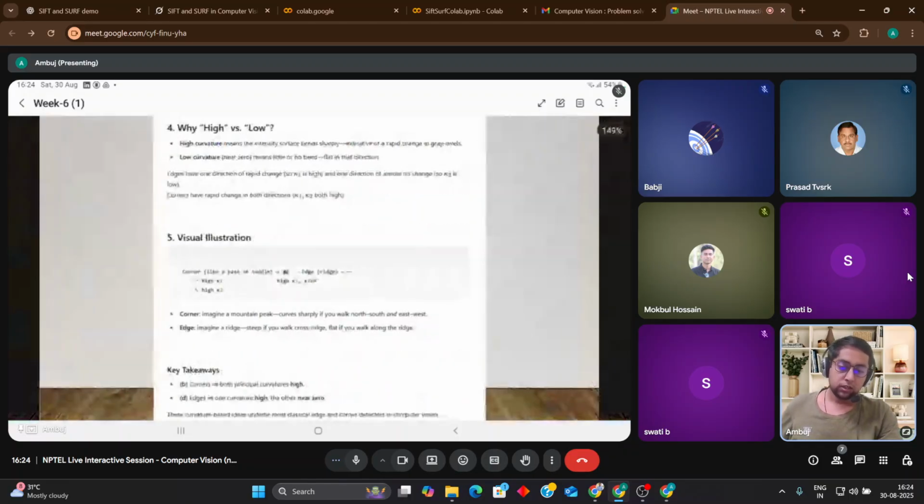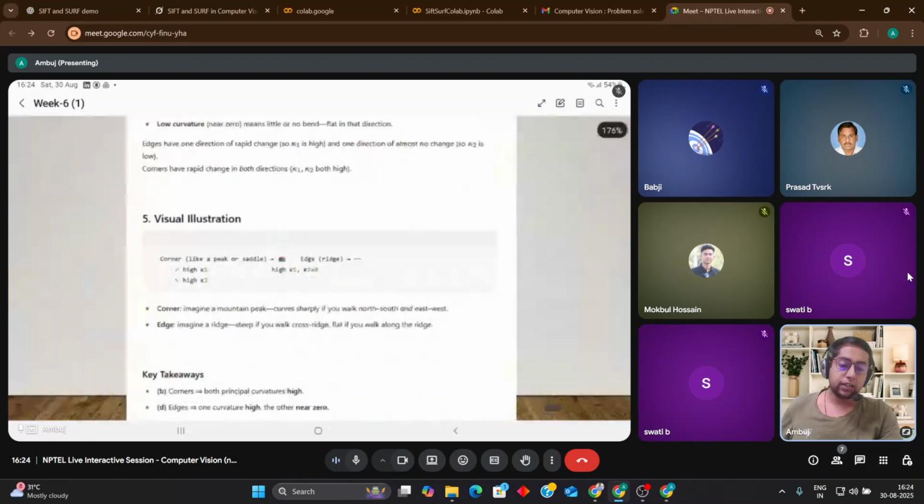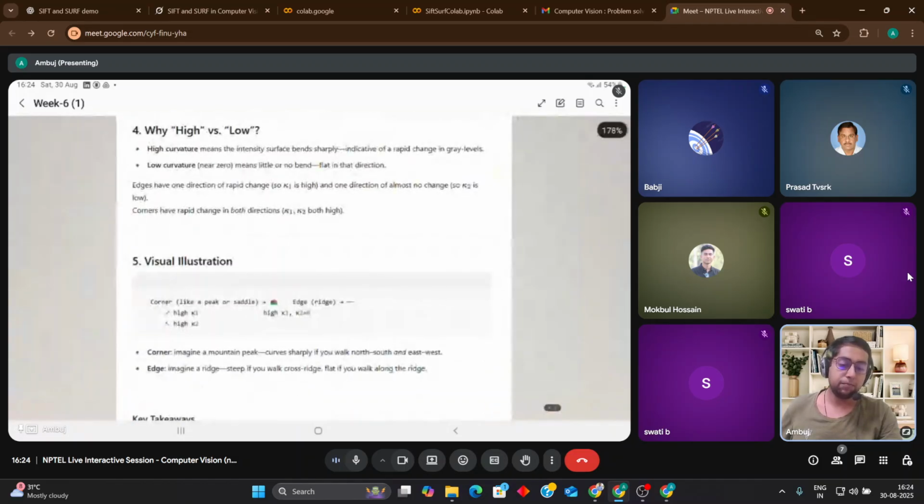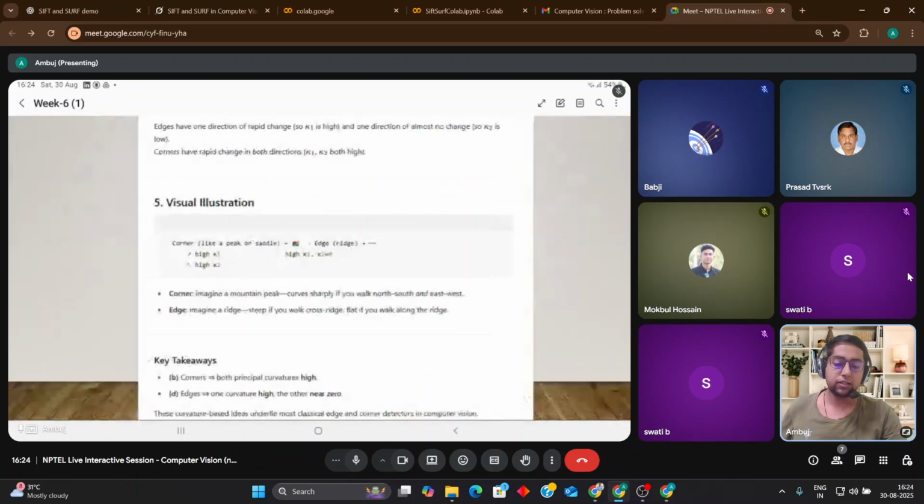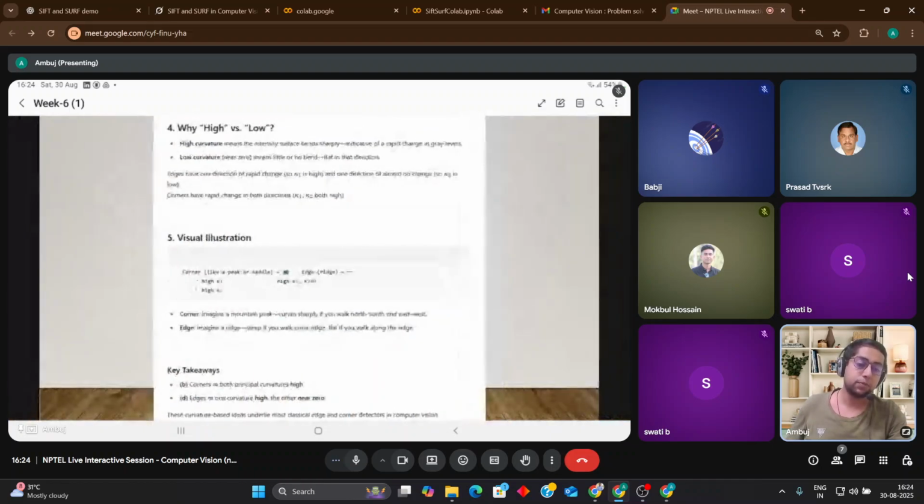High curvature means the intensity surface bends sharply. Low curvature means little or no bend, meaning it is absolutely flat. You can also see a visual illustration in the case of a peak or saddle: high k1, high k2. You can perform this analysis yourself, and since you are a computer science student, if you know a little coding, you should try to prepare code for this also.